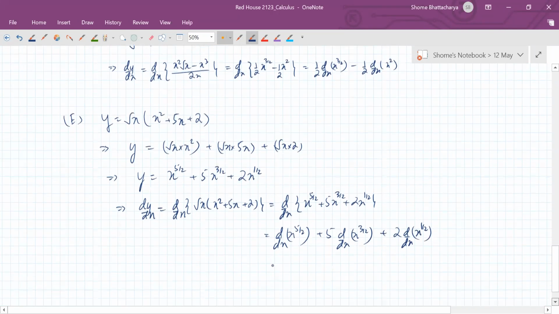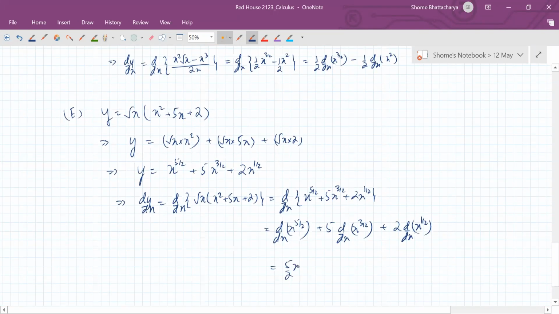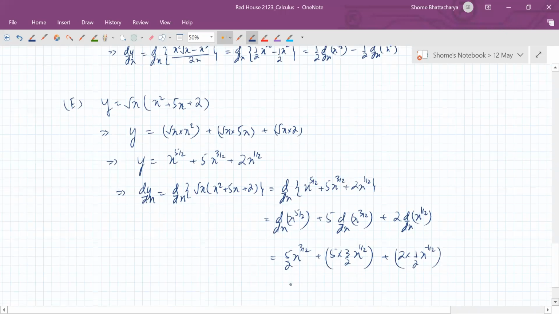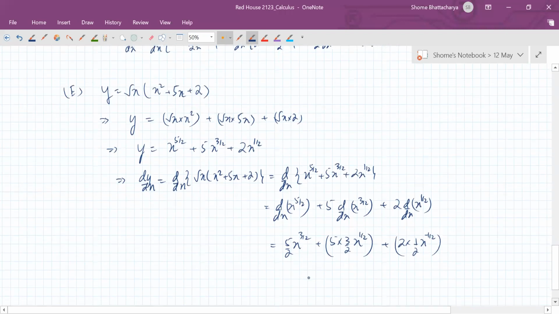Finally, you apply the x to the power n formula again. So 5 by 2 x to the power 3 by 2 plus 5 into 3 by 2 x to the power half plus 2 into half x to the power minus half. And write it like this. Okay, people, so hope this is also clear.